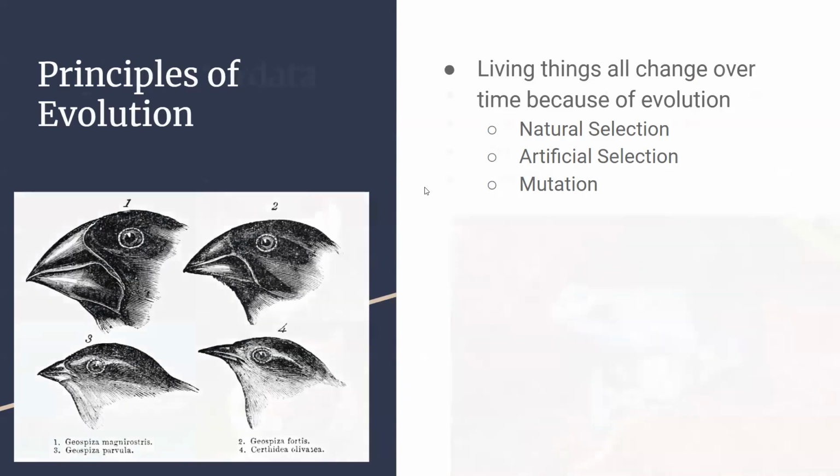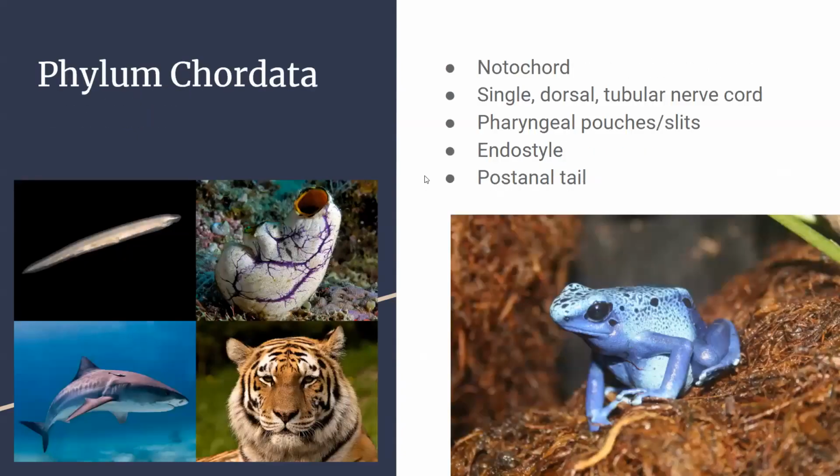So then we have a quick overview of phylum Chordata. These are the 5 traits that they have here. Remember that. Right here, all of these are chordates. These 3 at the bottom are vertebrates, but these 2 aren't. So keep that in mind, that phylum Chordata is not the same as the vertebrates, but the chordates do include vertebrates.